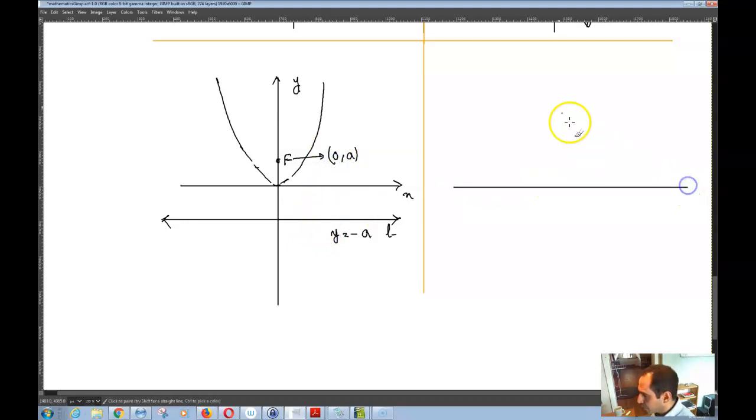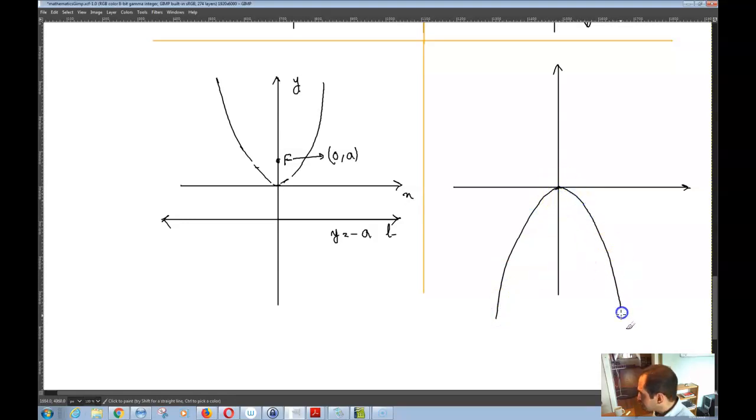Or your parabola could be in this configuration over here, which is opening downwards like this, and then you would have your directrix over here. This would be your x-axis, your y-axis, and this line over here would be y is equal to positive a, and your focus would be 0 comma negative a over here.